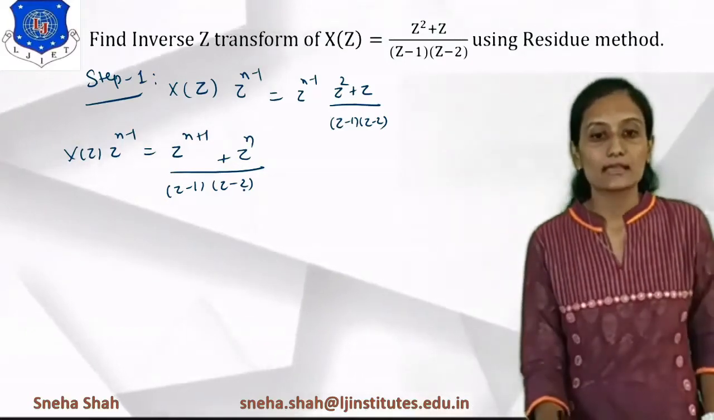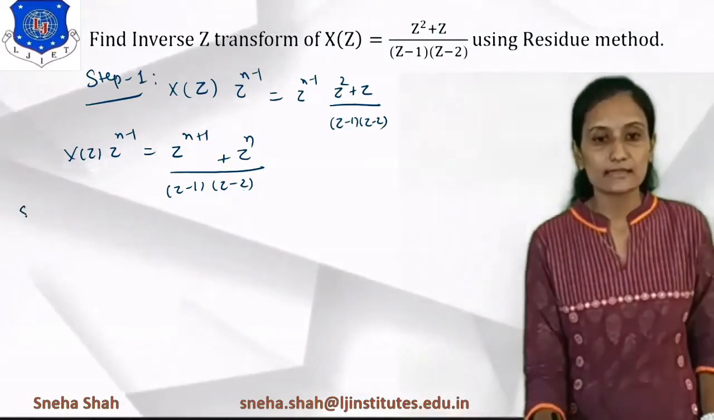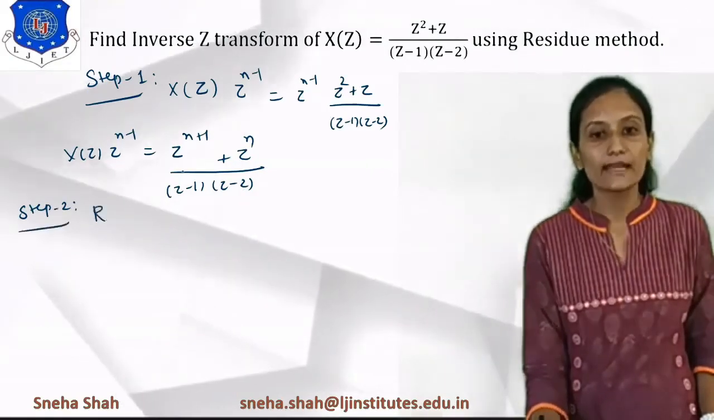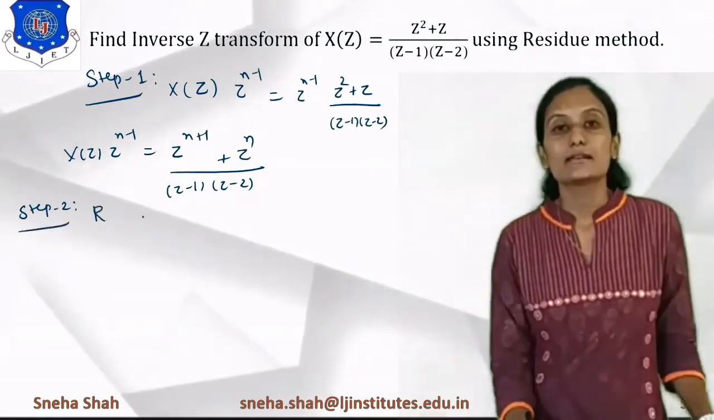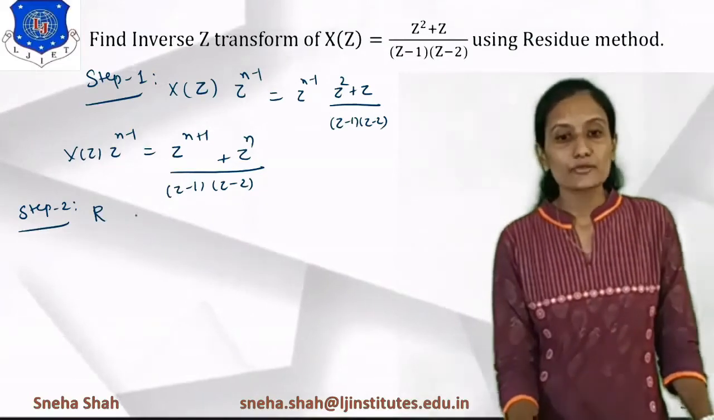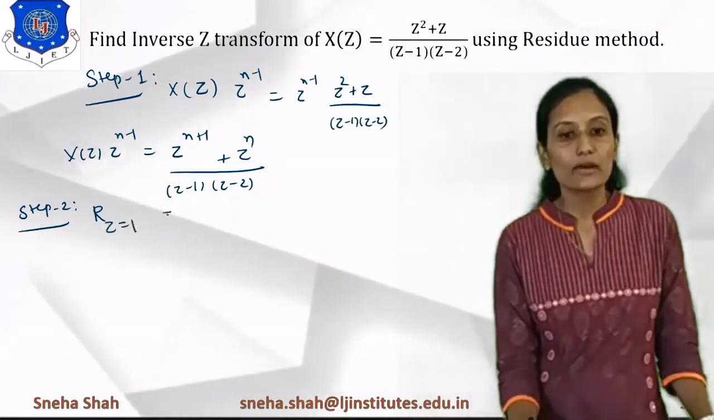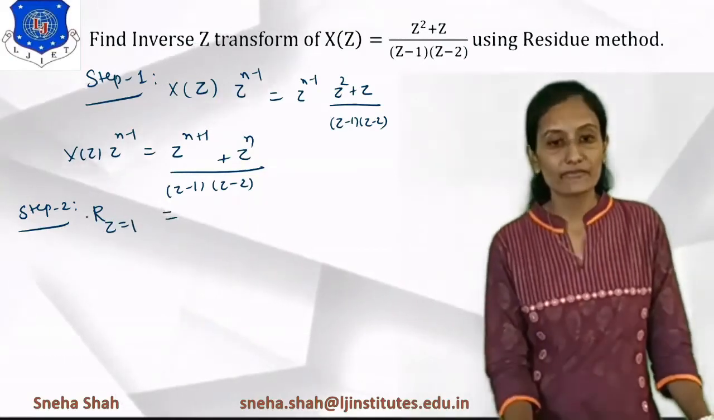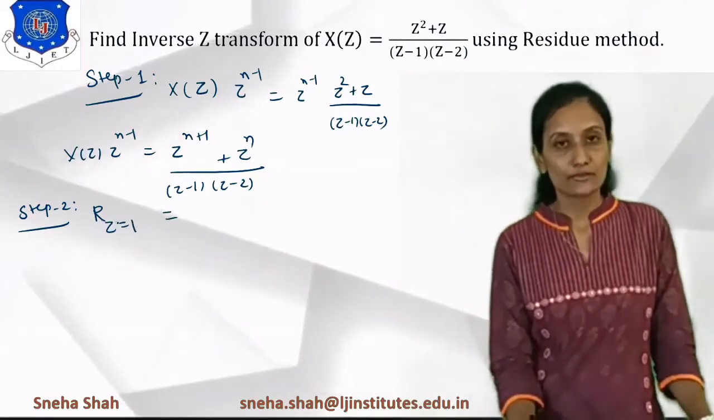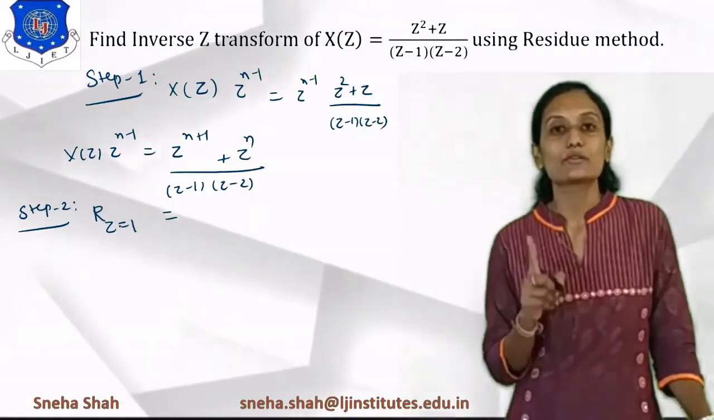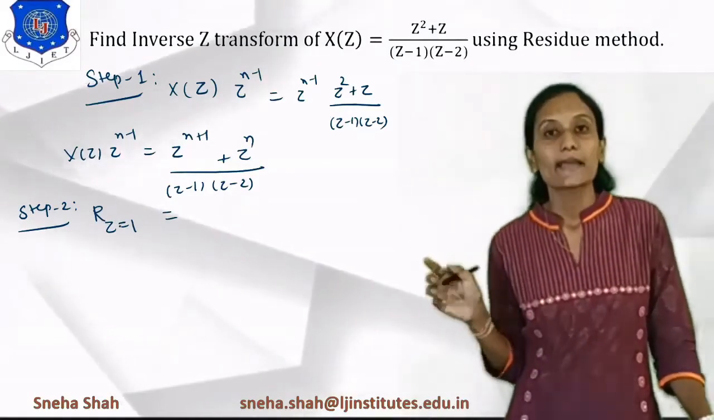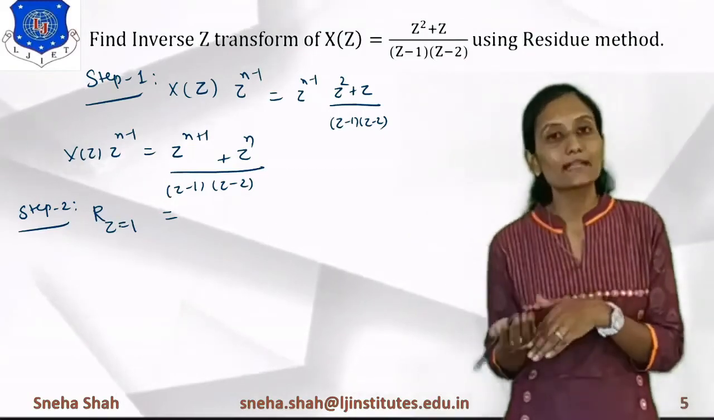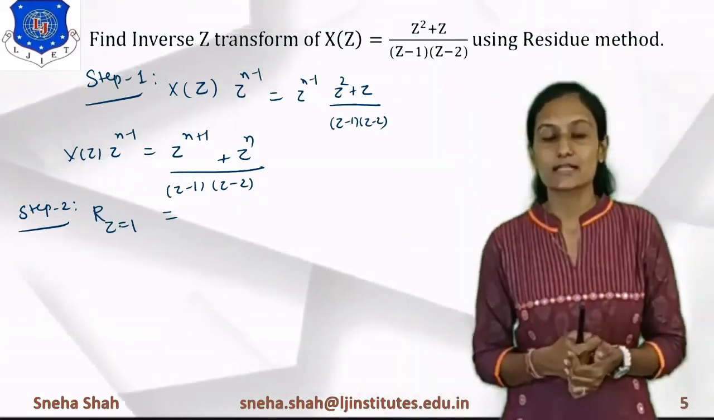Now the next step is to solve this example using the residue method. We are taking residues at the locations where poles are located. So the first pole is located at z equals 1, so I will find the residue at z equals 1, and then I will find the residue at z equals 2. And at last we will add these two residues, so directly we can find its inverse Z transform.